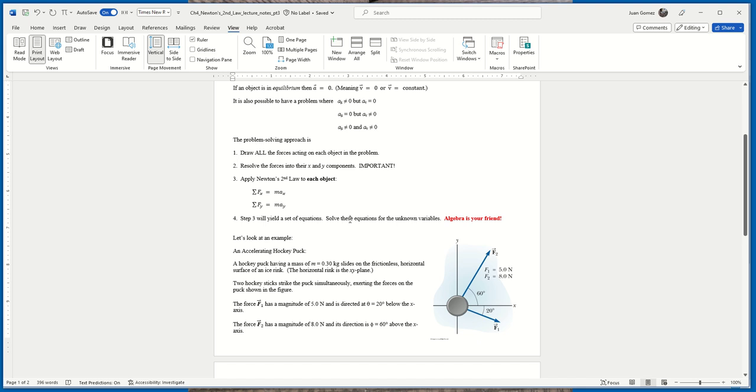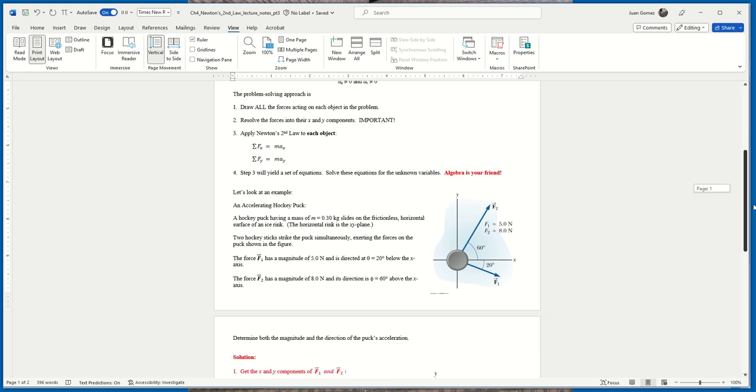Now, algebra is your friend. You're going to solve these equations for the unknown variables. And don't worry, we're going to do several examples, so don't let that frighten you. Well, let's look at an example right here.